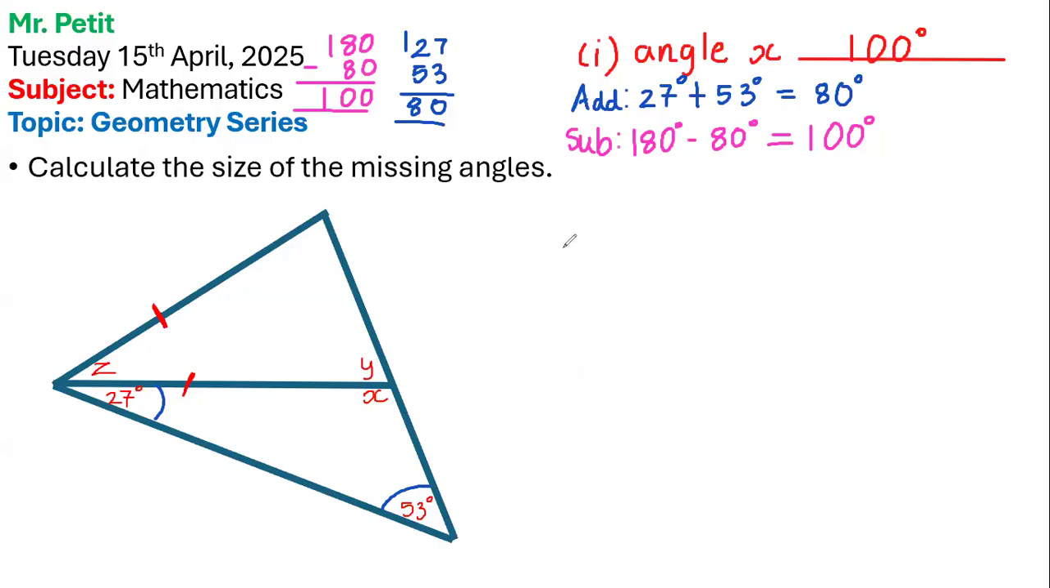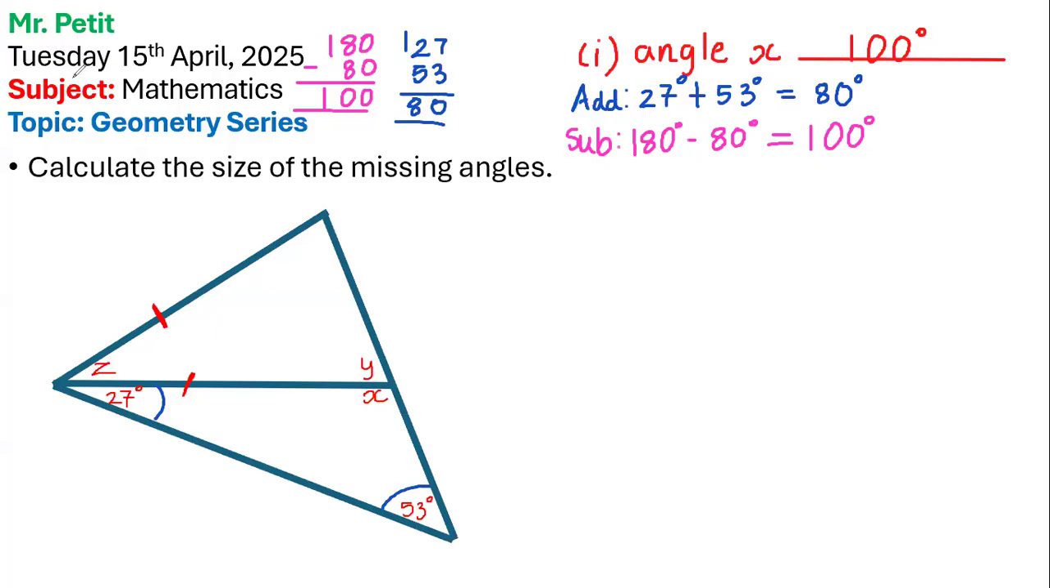Do y'all understand how I got my answer for X? The rest of us, Liliana, Mark, do you understand this? Let me know, please. Okay, good. So that's how we got the angle for X. Is there anyone who does not understand how we got that angle?